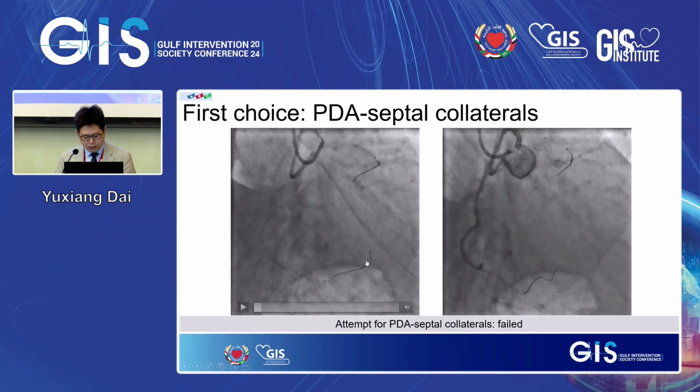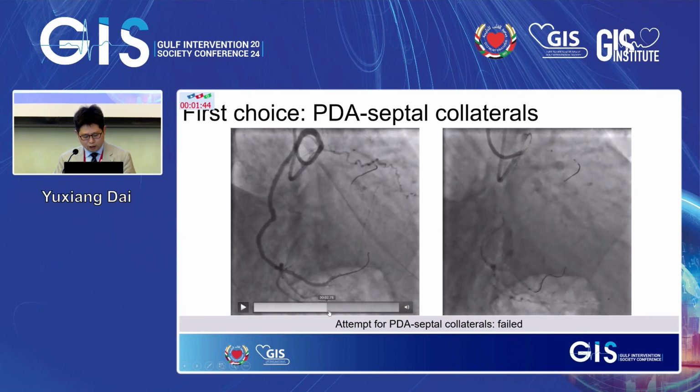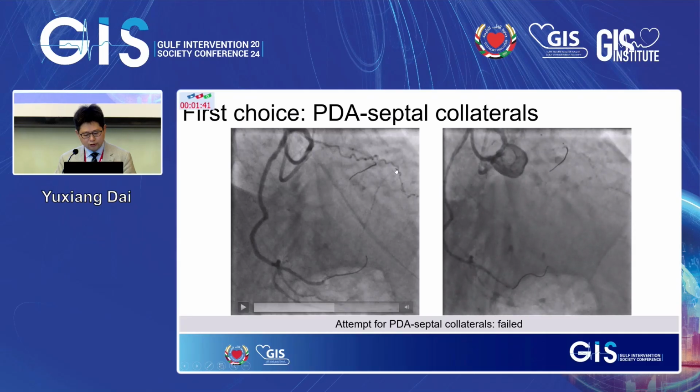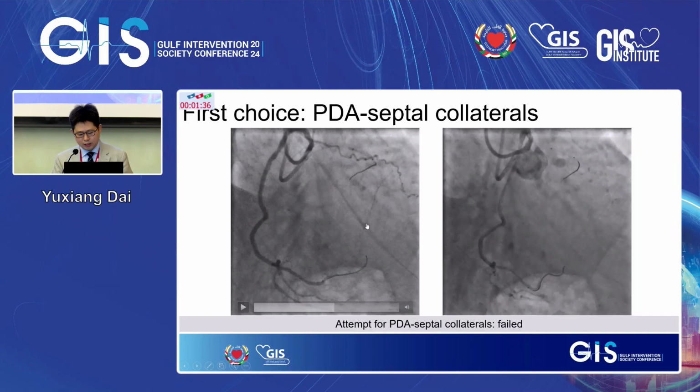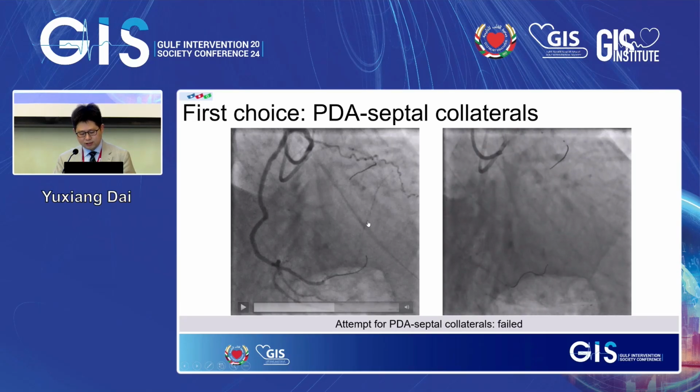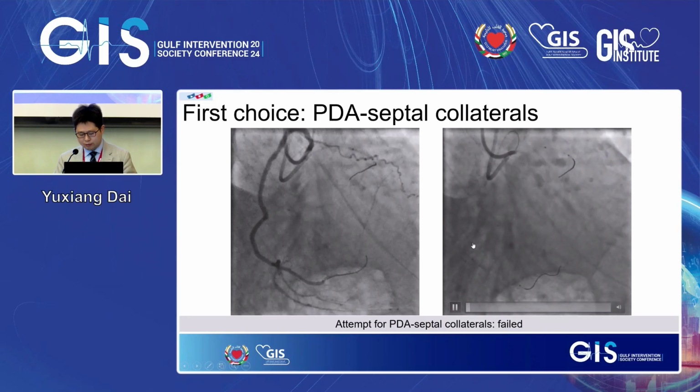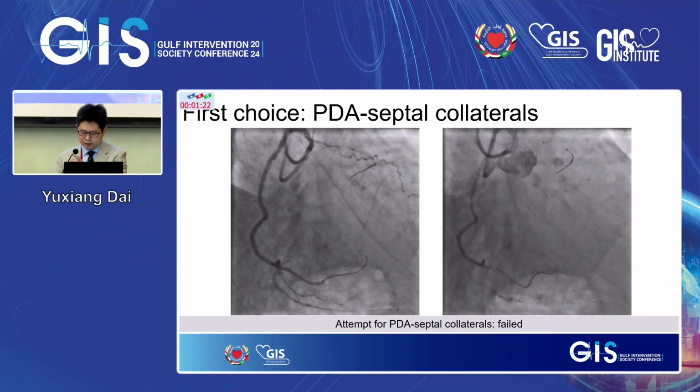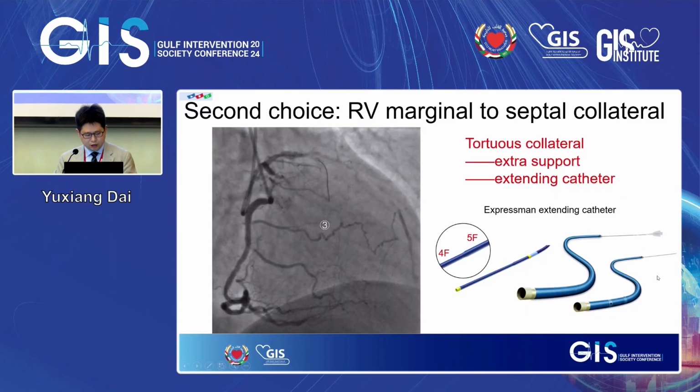As you see, it seems as if the septal collateral is continuously connected. However, there are some very tiny twists in the middle segment, so even a very soft 0.3 gram wire could not pass. Also, we tried a surfing technique using some CC0 grade collateral. However, we failed. So next we turned to the RV marginal to septal collateral.